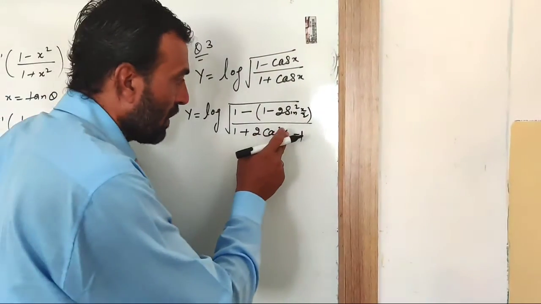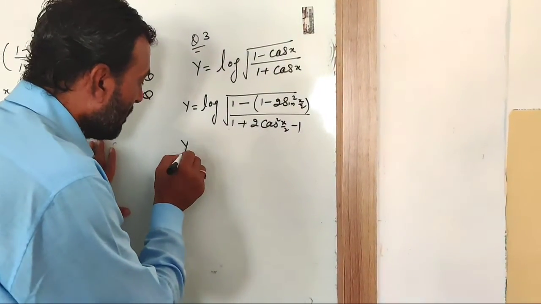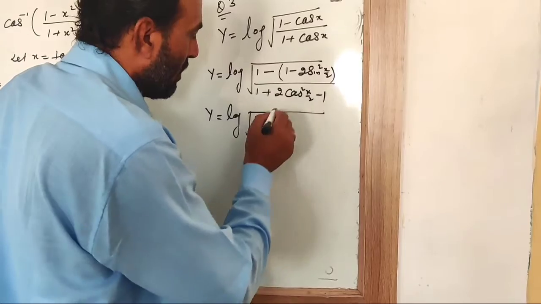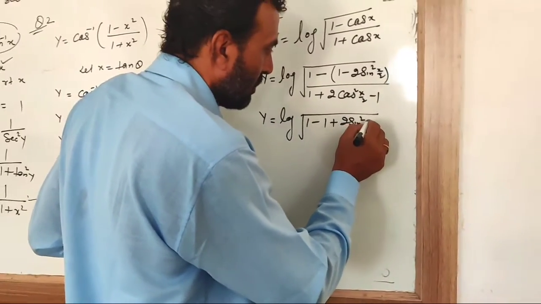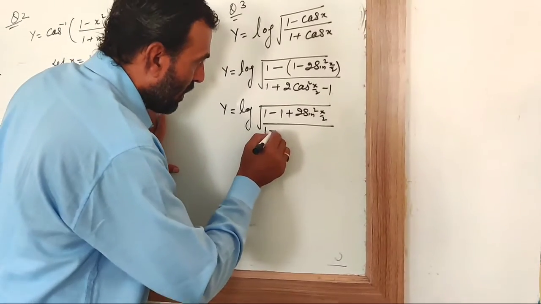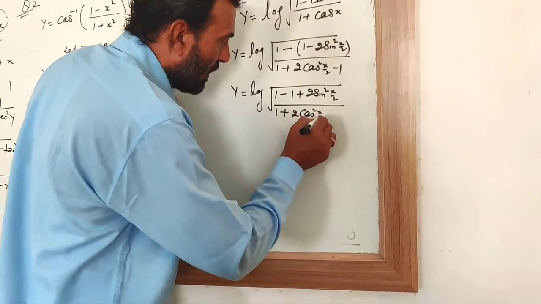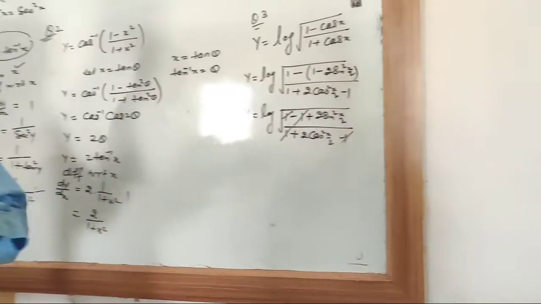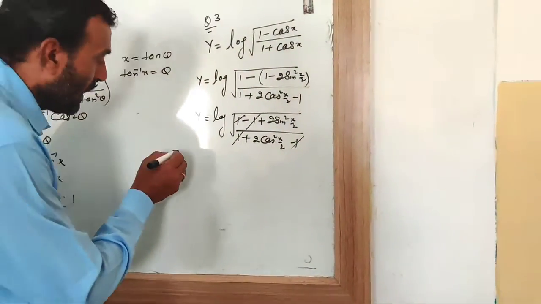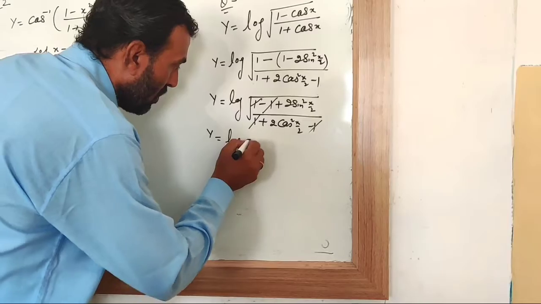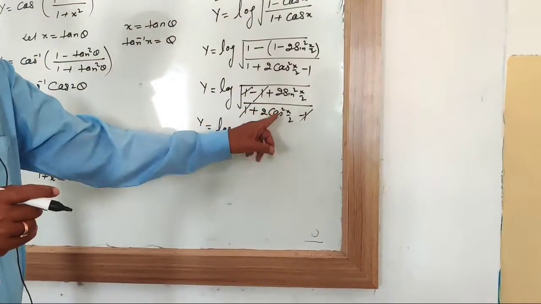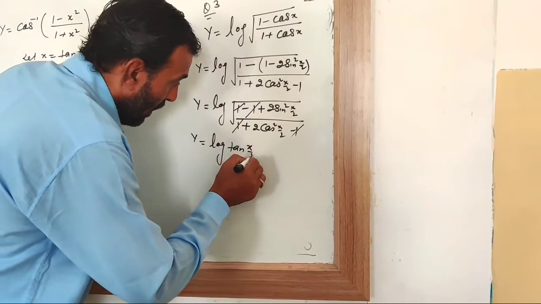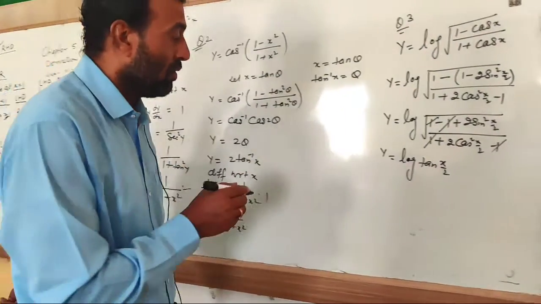This is only for cancelling the 1. Inside the root in the log, the numerator is 1 minus 1 plus 2 sin square x by 2, and in the denominator 1 plus 2 cos square x by 2 minus 1. The 1 and 1 cancel in both the numerator and the denominator. So we get y is equal to log of root of sin square x by 2 over cos square x by 2, that is tan square x by 2, and outside the root we get tan x by 2. Now we simplify and differentiate with respect to x.